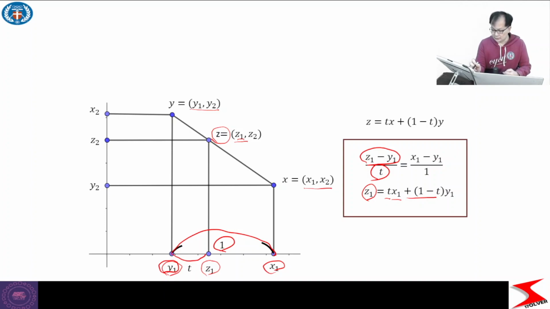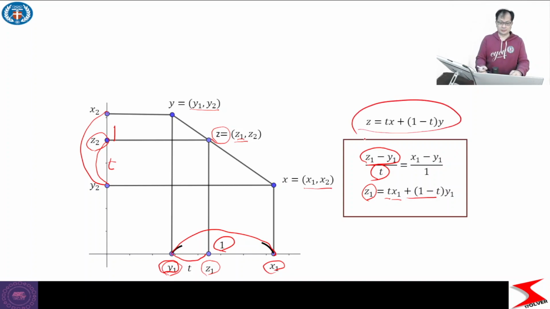We can use the same concept to get z2. It is the same: the proportion is t to 1, and you get the relationship between x2, y2, and z2. Finally, we combine x and y and get this relationship.